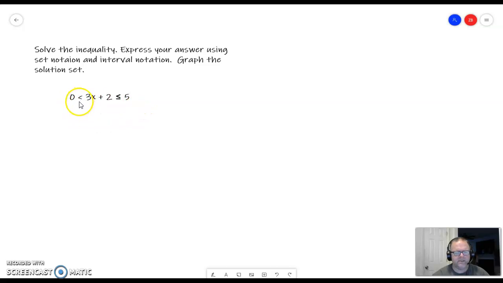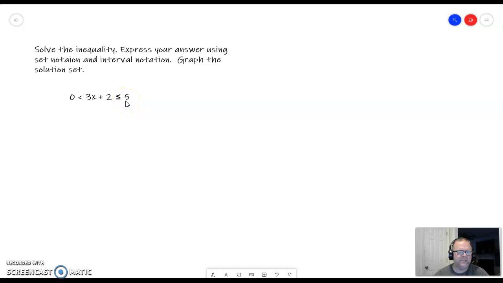Notice this is a strict inequality here, which means there's no extra line indicating that it's an equals, and this is not a strict inequality, which means we include the endpoints when it's not strict. And that's going to matter when we write this in the different types of notation. So let's first go ahead and solve this.